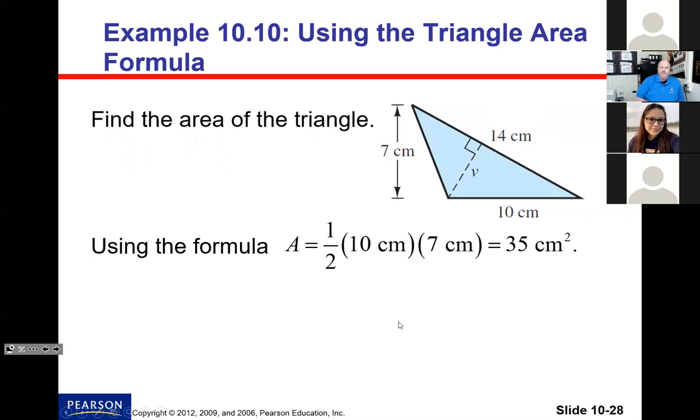And again, do you have to memorize these formulas? No. Are they on your formula sheet? Yes. Do you have to know how to use them? Of course. And your units. Trapezoid.